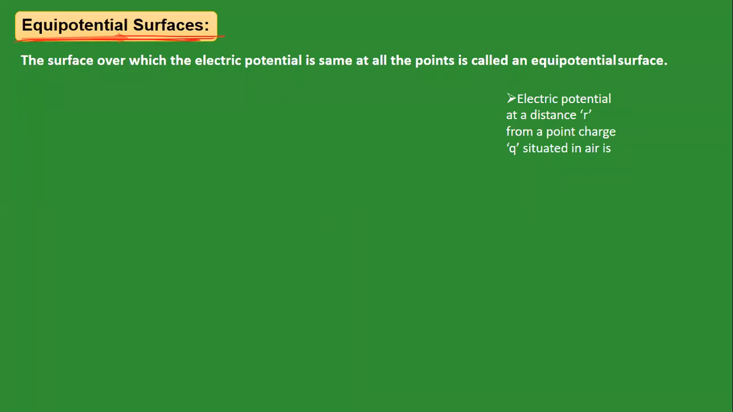So you can see here, the surface over which the electric potential is the same at all points is called an equipotential surface. If the potential is the same at all points, then it is called an equipotential surface.